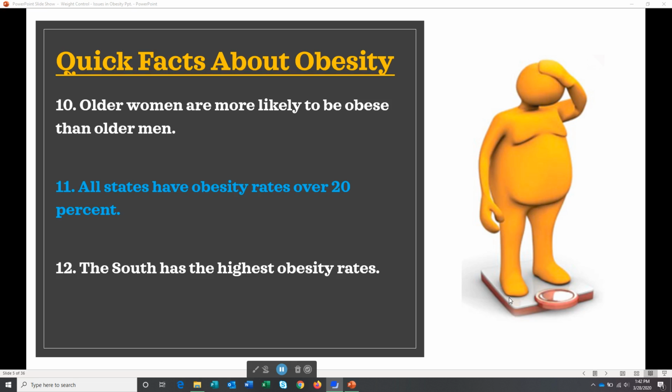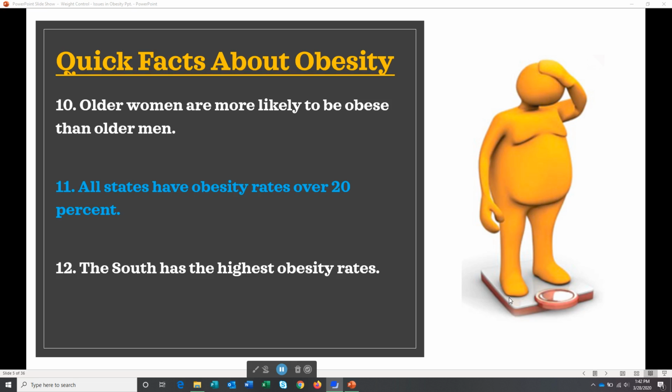Number 11, all states have obesity rates over 20%. As of 2017, all 50 states had an obesity rate over 20%. Just 2 decades ago, no state had a rate above 15%.